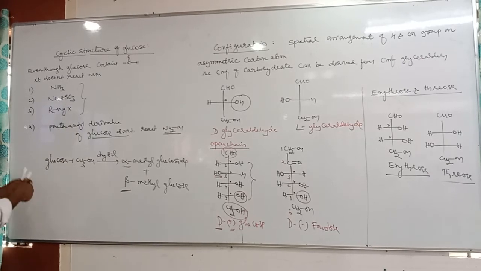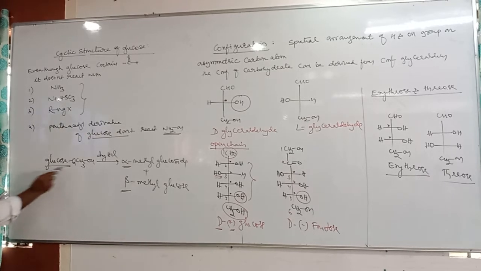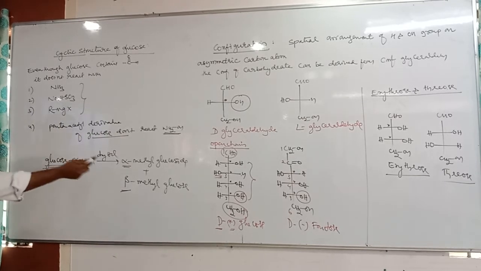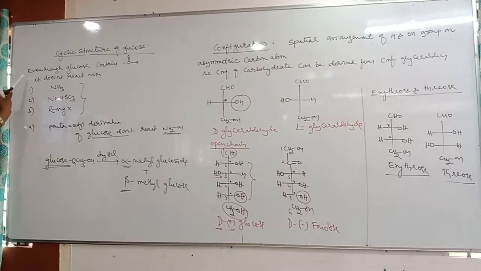How many moles? 2 moles. So it reacts with methyl alcohol, forming 2 products. It means glucose has 2 forms. One is the alpha form, the second one is the beta form. Now we are going to study what the alpha form and beta form are. Okay, right, till here. Write this as it is. Even though glucose contains an aldehyde group, it does not react with 1, 2, 3, 4, 5. Take as it is.